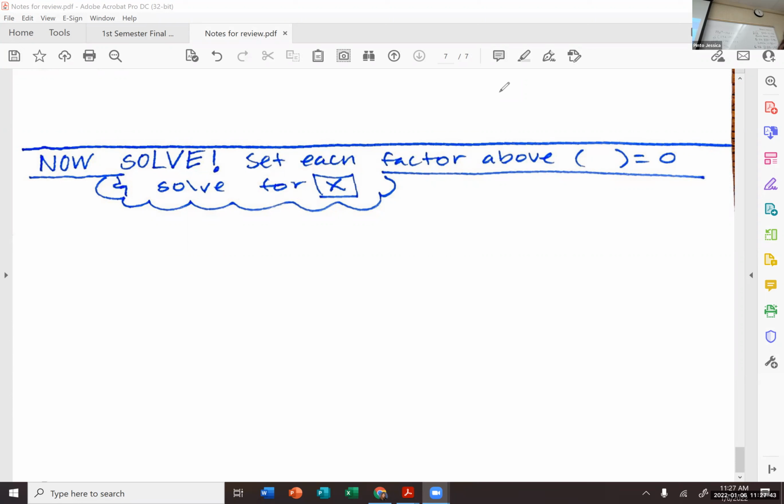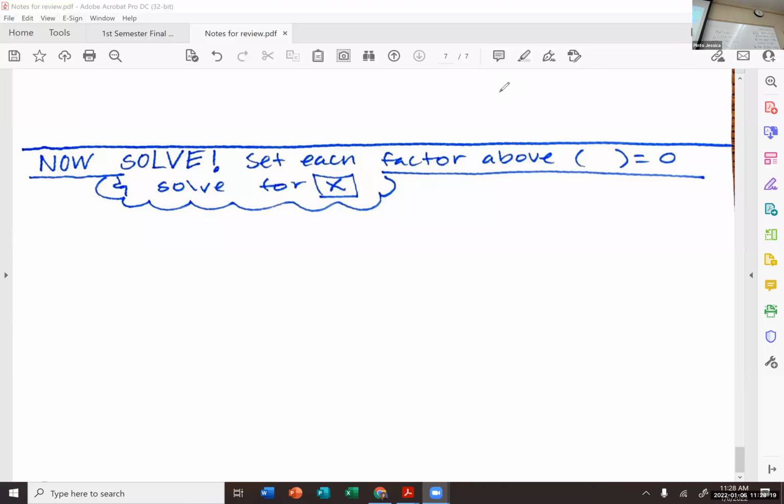3x minus 5 and x plus 1, so that's going to be 5/3 and -1. This next one, 5x plus 4. I guess I should put these with a highlighter, make it easier. And then x plus 3. That's the factored form. And then the answers would be -4/5 and then -3.